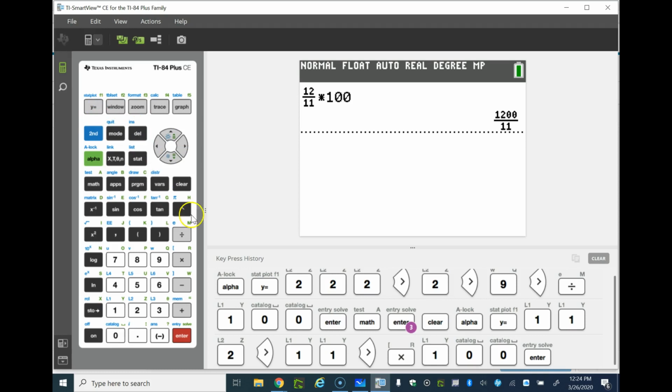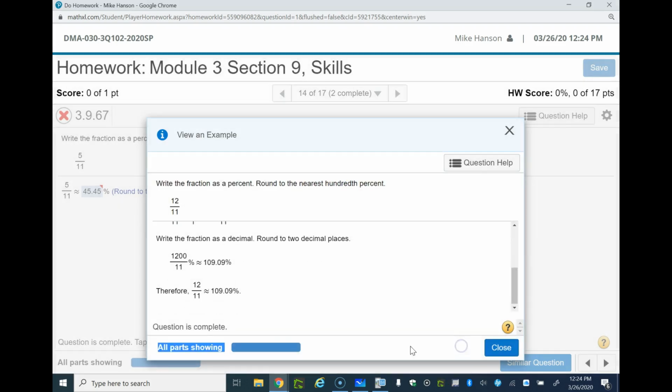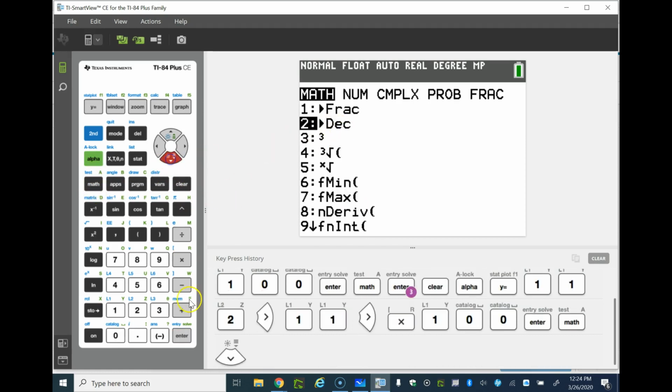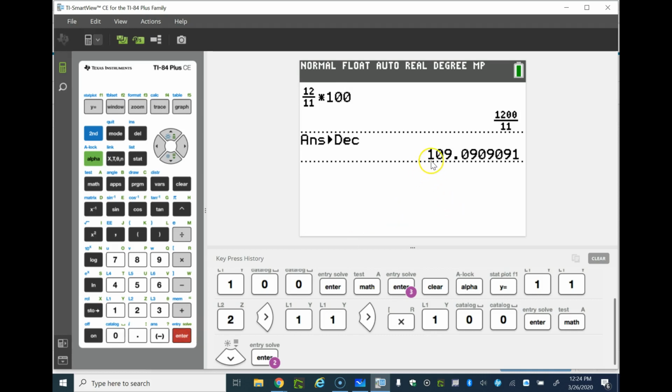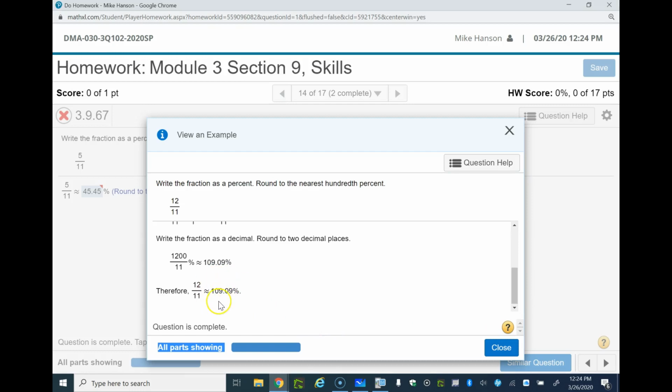And then MyMathLab Plus is probably going to ask you to round to the nearest hundredth. So we have to look at the decimal in order to know where the hundredths spot is. So let's change our calculator to a decimal. Math, this time we hit number 2. And we get 109.09. Remember, the hundredths spot is the second place behind the decimal. Because this is a 0, this 9 actually stays. So the answer would be 109.09%. That's going to be our answer for the problem.